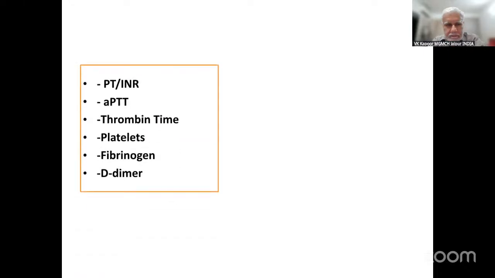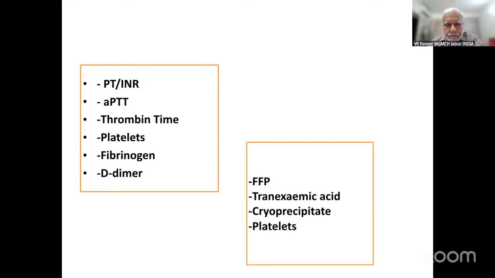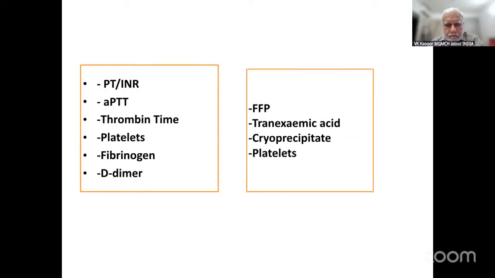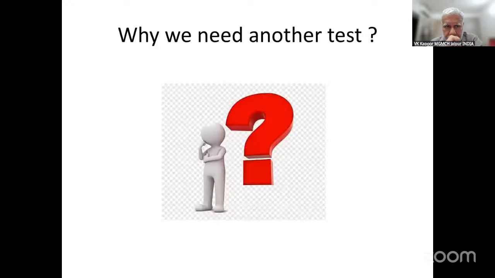Yes. So we have lots of coagulation tests like PT, INR, APTT, thrombin time, platelet count, fibrinogen assay, and D-dimer. On that basis, we manage the coagulopathy with FFP, cryoprecipitate, platelets, or with the help of tranexamic acid. Then why do we need another test? So let's find out. Let's move back to the basics.